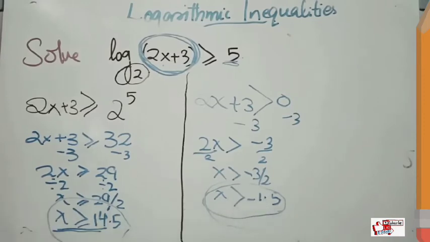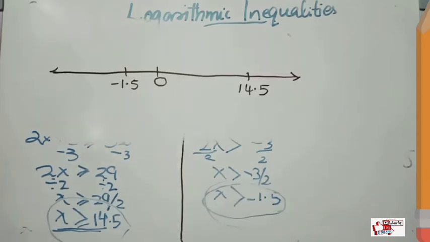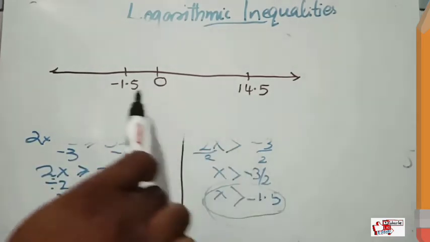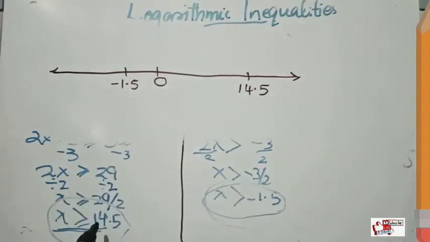Now we got two different values for x. Now we have to take the intersection of these two values. Let's see how to find that. Here let's consider the number line. On this number line I marked only these 2 points. One is minus 1.5 and the other is 14.5.